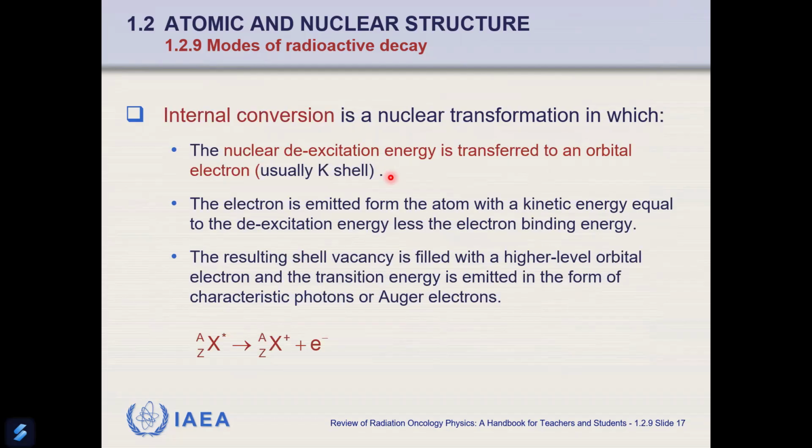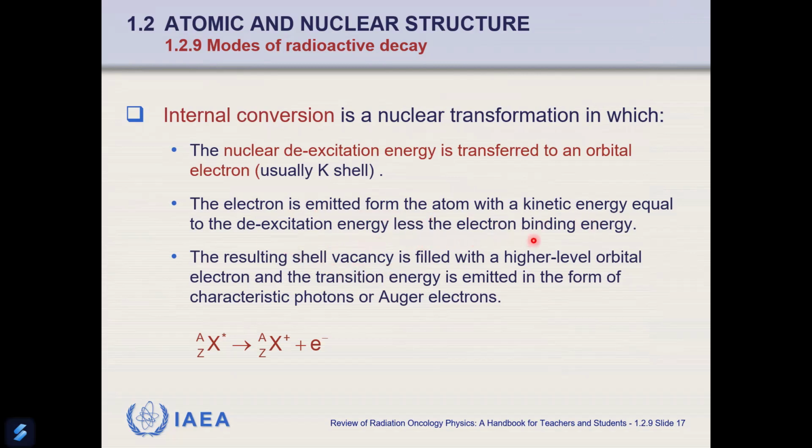Internal conversion. All right, what happens during internal conversion? Well, what happens is that the de-excitation energy, so when a nucleus is de-excited from a high energy state to a low energy state, that energy, instead of being released, is now absorbed internally by an orbital electron, usually a K shell. And this energy now emits that electron.